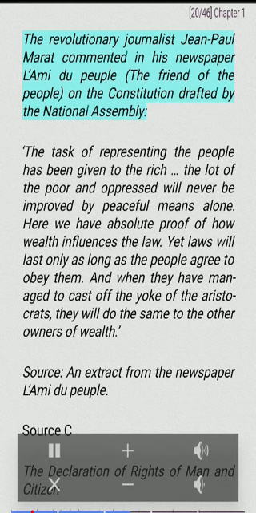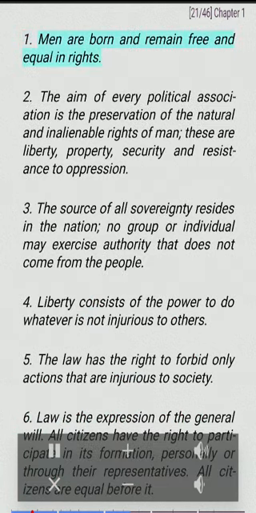Source B. The revolutionary journalist Jean-Paul Marat commented in his newspaper L'Ami du Peuple, the Friend of the People, on the constitution drafted by the National Assembly. "The task of representing the people has been given to the rich, the lot of the poor and oppressed will never be improved by peaceful means alone. Here we have absolute proof of how wealth influences the law. Yet laws will last only as long as the people agree to obey them. And when they have managed to cast off the yoke of the aristocrats, they will do the same to the other owners of wealth." An extract from the newspaper L'Ami du Peuple.